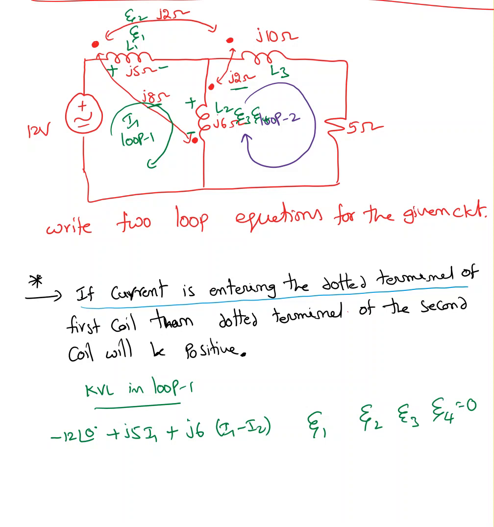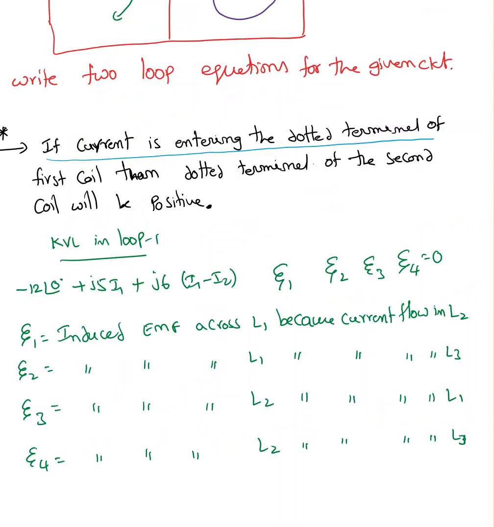Now we have to find out which one is the positive terminal and which is the negative terminal of each induced EMF. Here, E1 is the induced voltage across L1 because of current passing through L2. E2 is the induced EMF across L1 because current flows in L3. E3 is the induced EMF across L2 because current flows in L1. E4 is the induced EMF across L2 because current flows in L3.